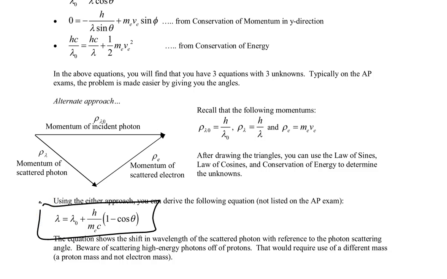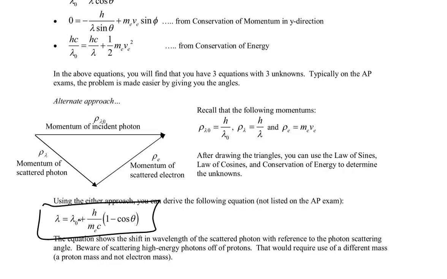Now, this equation is not listed. This is the Compton Shift equation, essentially. This equation is not listed on the AP formula sheet, so my guess is you're not responsible to know how to use this equation necessarily, because they don't really give it to you on the equation sheet. And I don't think you would actually have to derive it. I think it's quite complex to derive in a short time period.